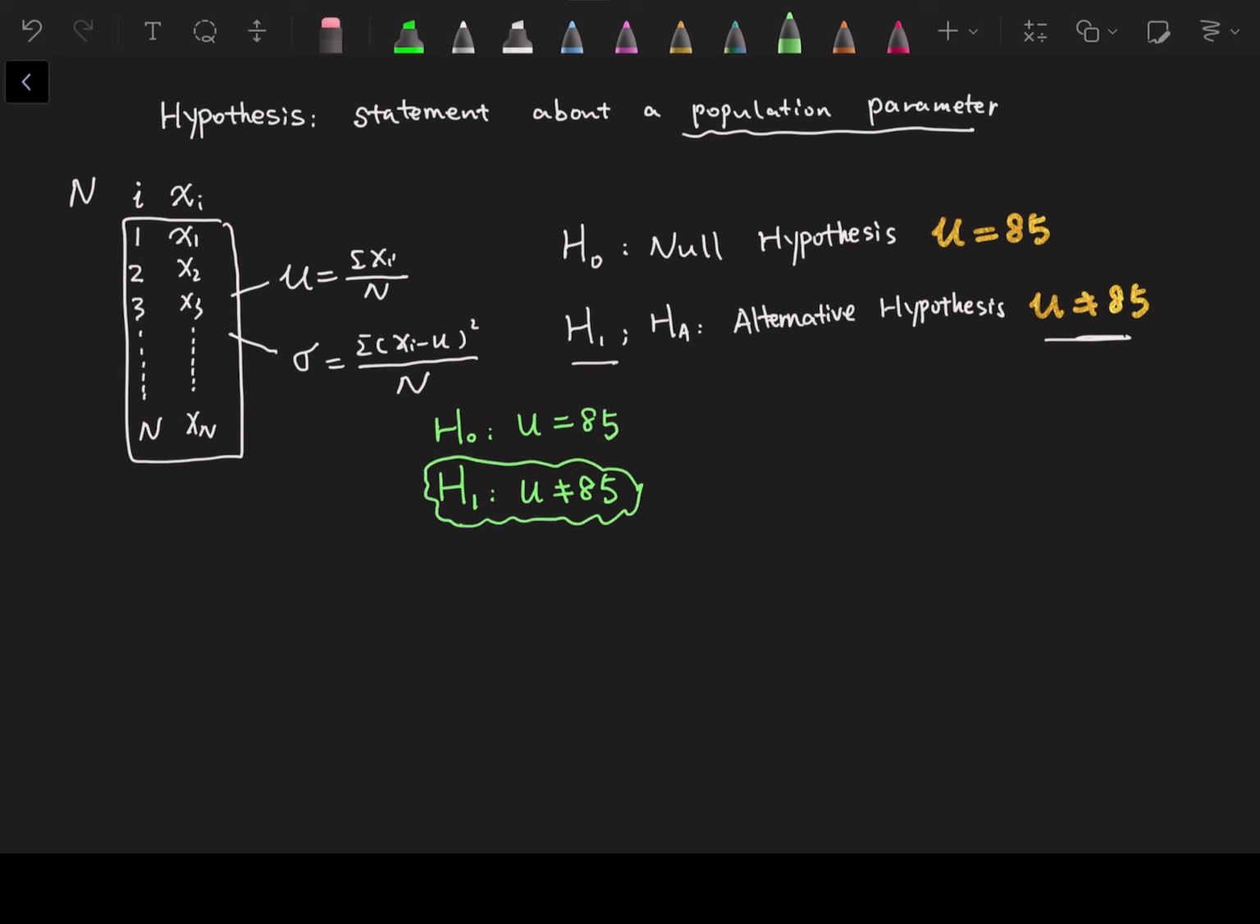And most of the time, we want to reject the null hypothesis. If I'm thinking the population mean is different from 85, I want to test whether it's true. This is our research question.